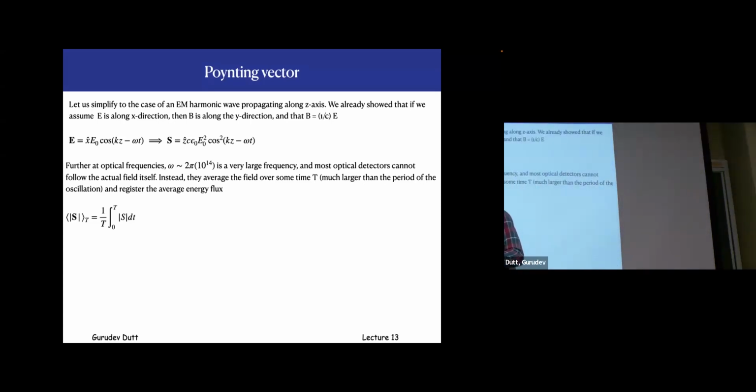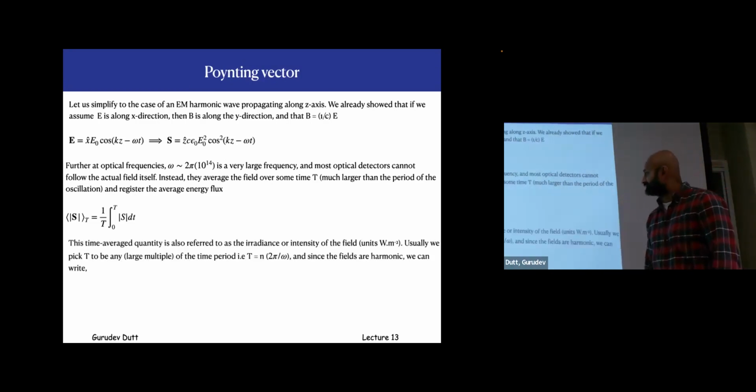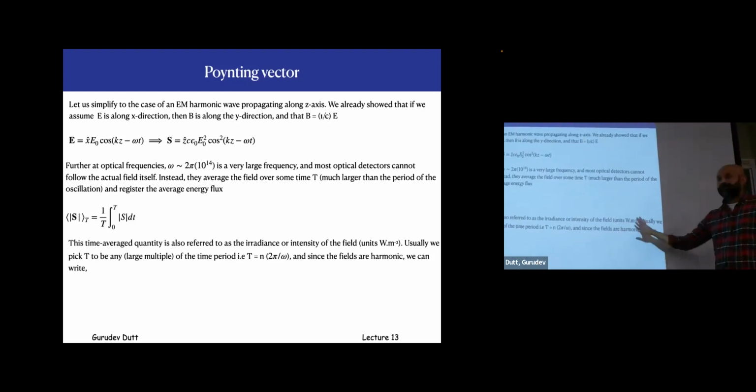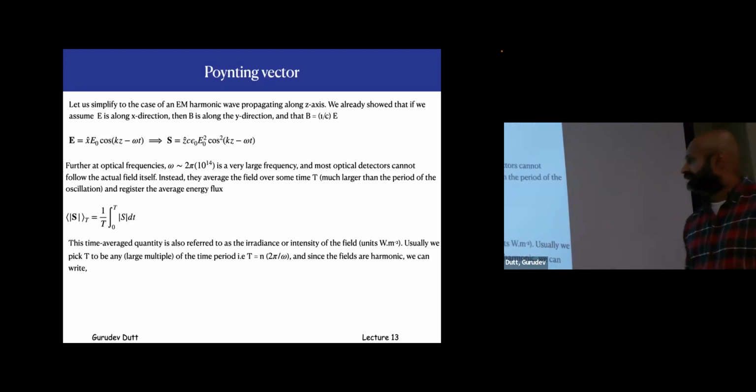So this is the time average Poynting vector, which is the integral from 0 to T of the magnitude of S dt, divided by T. This quantity is what we call the intensity or irradiance, and it has units of watts per meter squared, which you can verify.